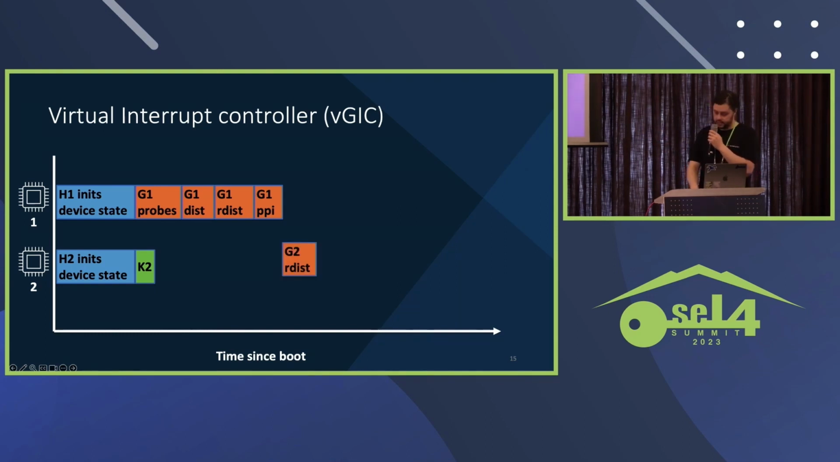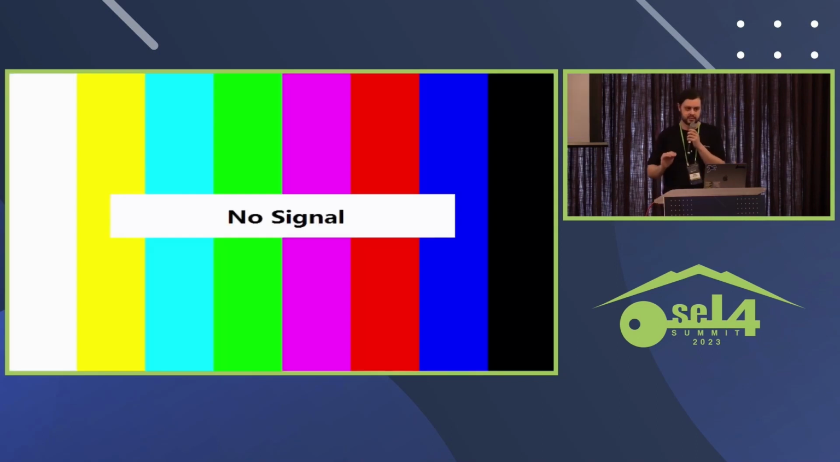Eventually the second core wakes up, it programs its own redistributor, but there's global state in this interrupt controller now. It programs its own PPIs, and now it wants to send an SGI, a software generated interrupt, or in x86 parlance, an IPI, an interprocessor interrupt.